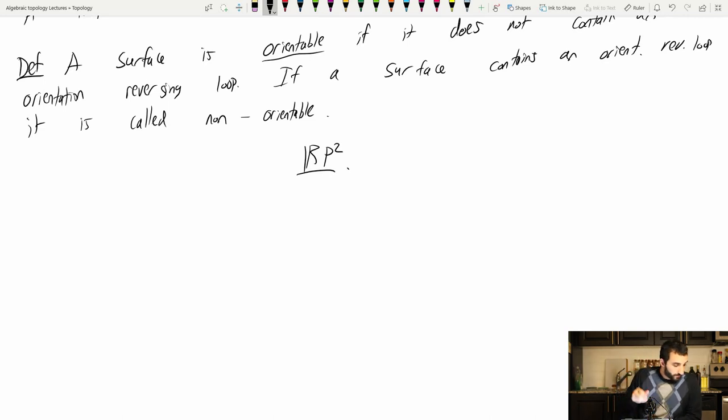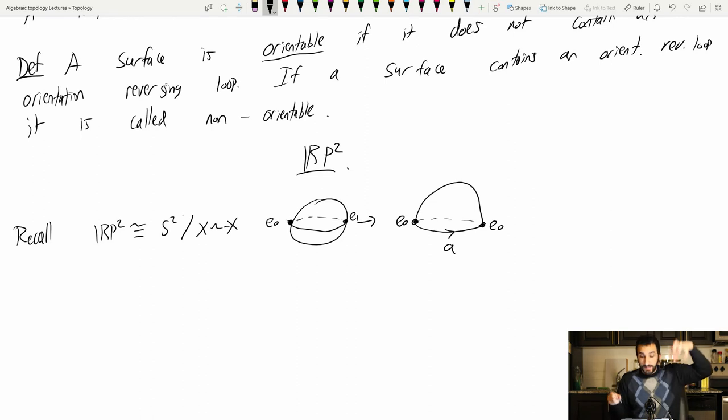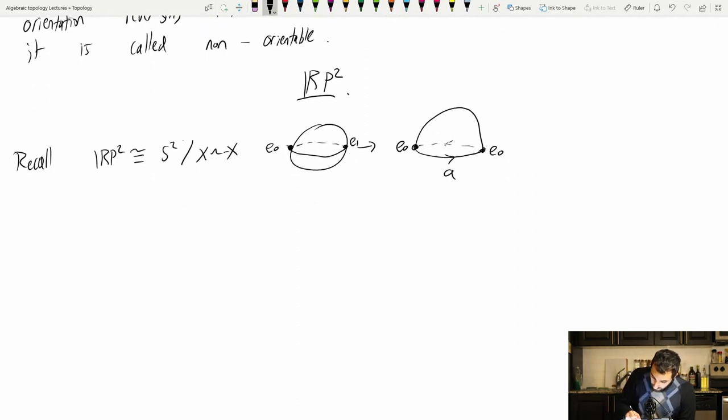Let's get at its fundamental group. So recall, RP2 is homeomorphic to S2, mod x is related to negative x, the integral map. And this looks like the sphere here. I'll give it a CW structure with 2 0-cells, and 2 1-cells, and 2 2-cells. But all these get squashed. So this used to be E0 and E1, but now this is E0, and E1 is also identified with it. So that's now E0, and we'll call this loop here A. And there's going to be a disk glued onto this one cell here.